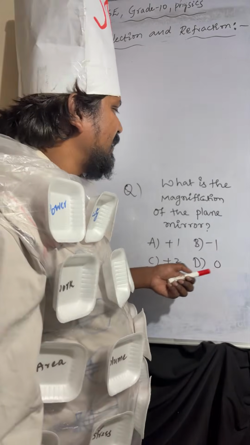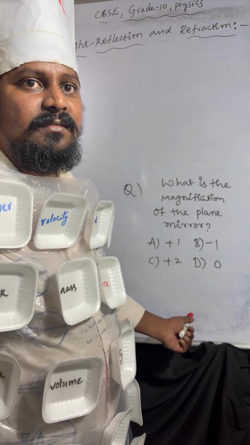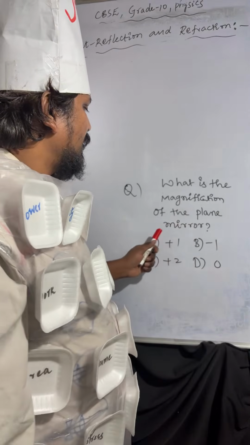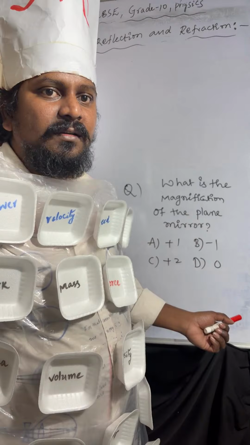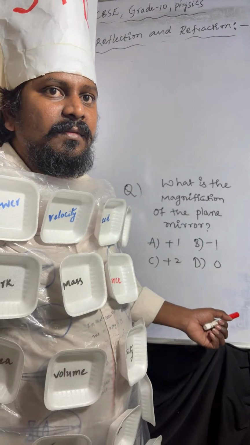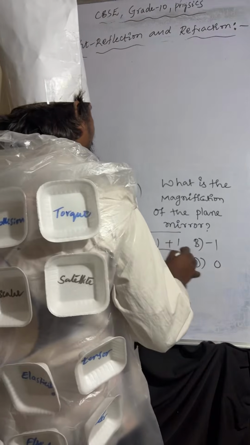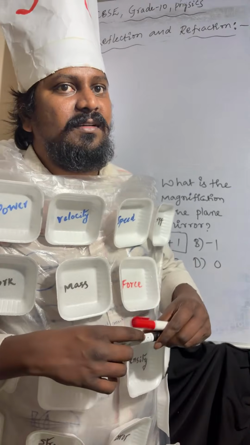So what is the answer here? What is the magnification of the plane mirror? A, B, C, D, which option? In plane mirror, definitely behind. So the answer is A, +1. Magnification of the plane mirror is +1. So how it will be, we'll see. And one more question.